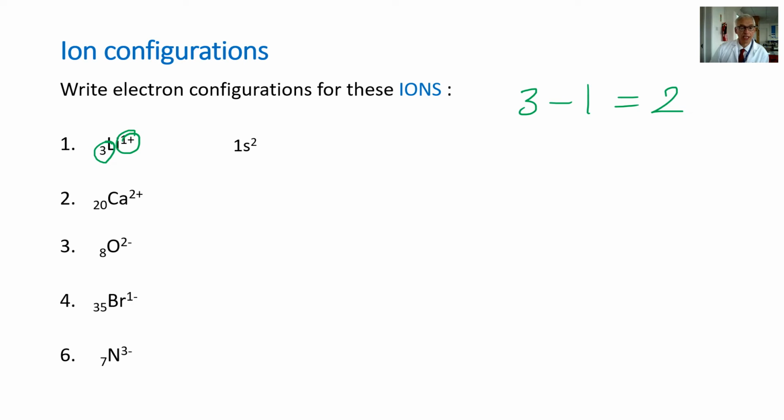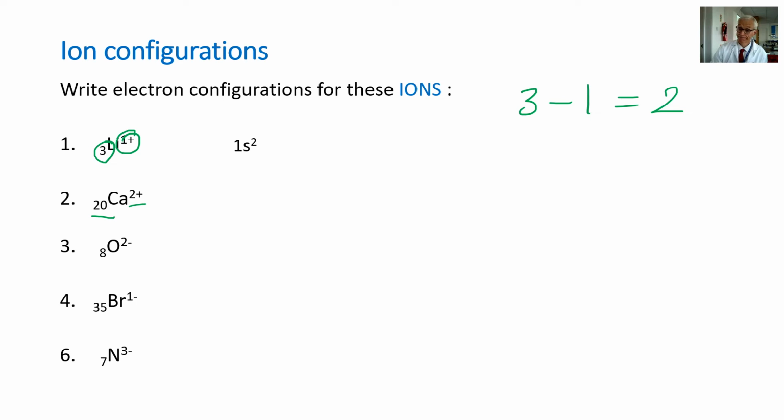So if we look at calcium, just to point out, we've got 20 electrons in the atom, but it's lost 2 electrons in the ion. So could you write the electron configuration for calcium, oxygen, the oxide ion, the bromide ion, the nitride ion? Pause the video, think them through carefully, write them down, and restart the lesson when you want to check your answers.